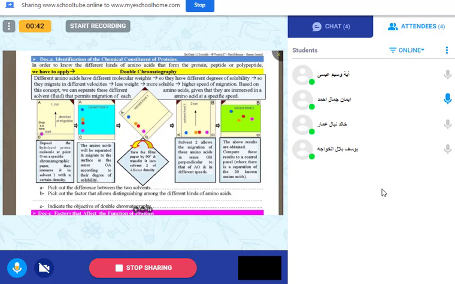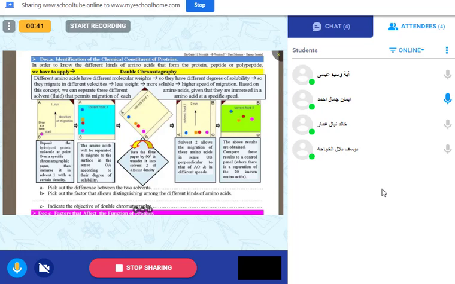Now Iman, we are using this technique to separate the amino acids in a protein so we can identify them. Document A, identification of the chemical constituents of proteins, in order to know the different kinds of amino acids that form the protein, peptide or polypeptide. This is the objective of the experiment: to identify different kinds of amino acids inside a protein.